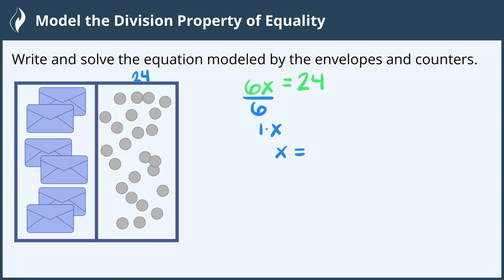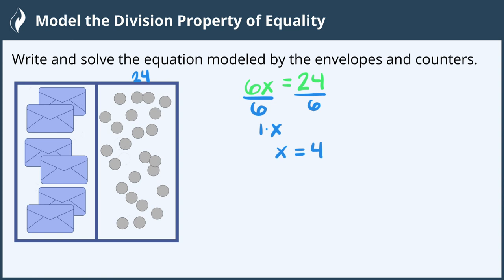However, with that equal sign, we must stay balanced. So if I divide the left hand by 6, I must also divide the right hand by 6 to keep it balanced. 24 divided by 6 is 4, and that tells me that each of my envelopes has 4 counters in it.